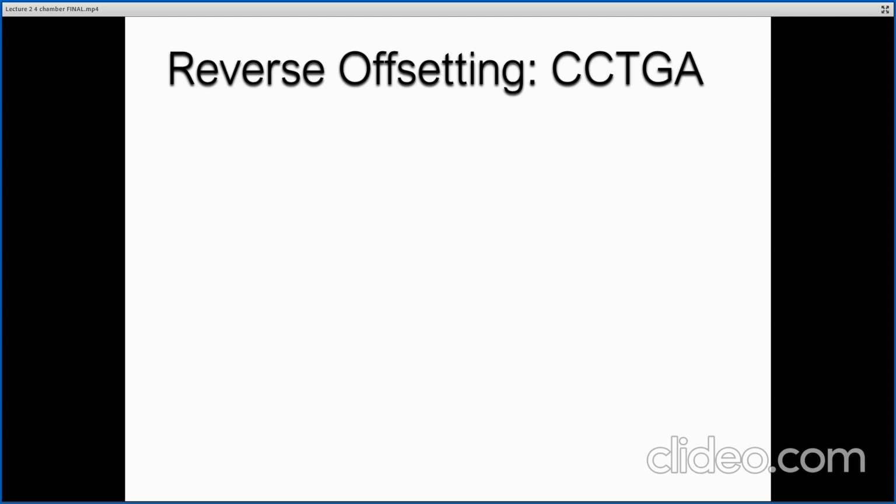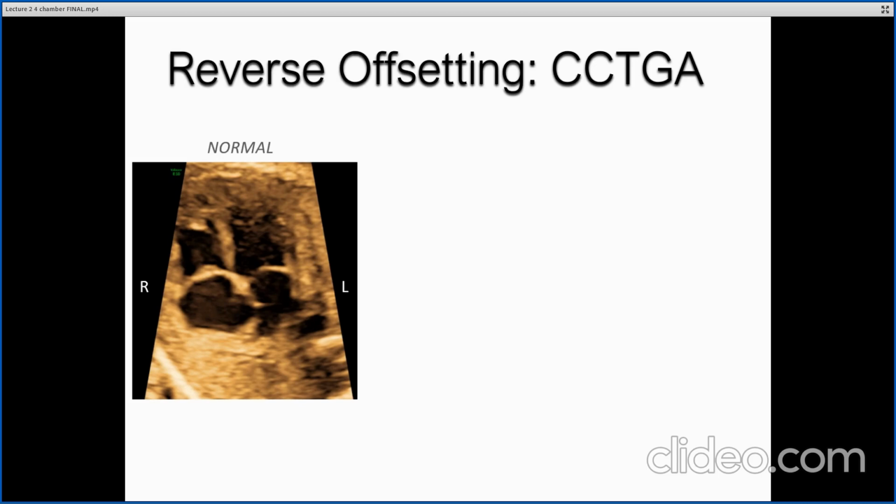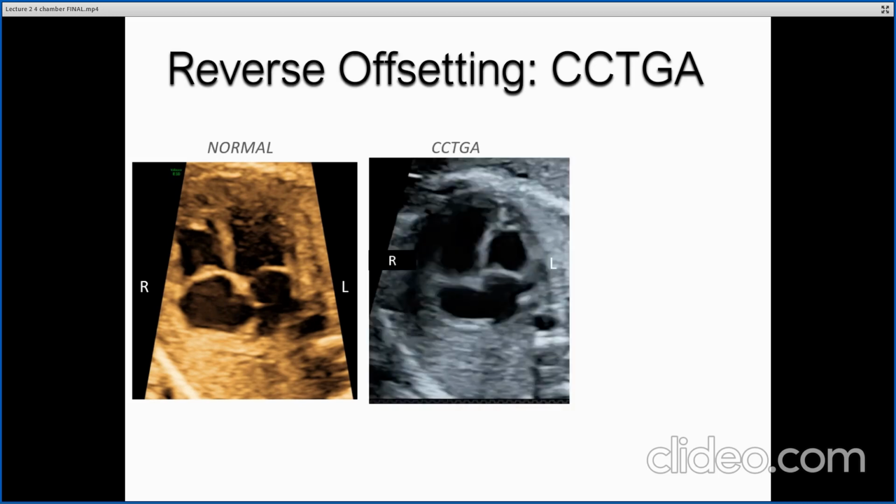Now we come to this very important condition which can be suspected by the four-chamber view, that is congenitally corrected transposition of great arteries. Here there is a variation in the offsetting pattern which is referred to as reverse offsetting. So this is a normal heart. We see the right and the left here, and this is the heart four-chamber view in corrected transposition. We can see the right and the left. So let us analyze these two four-chamber views.